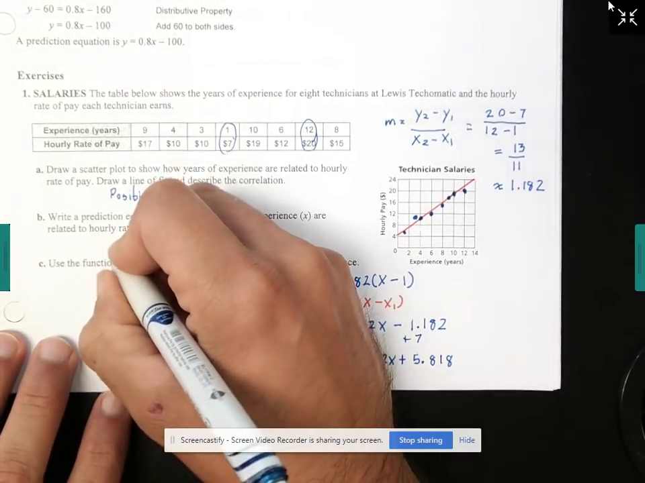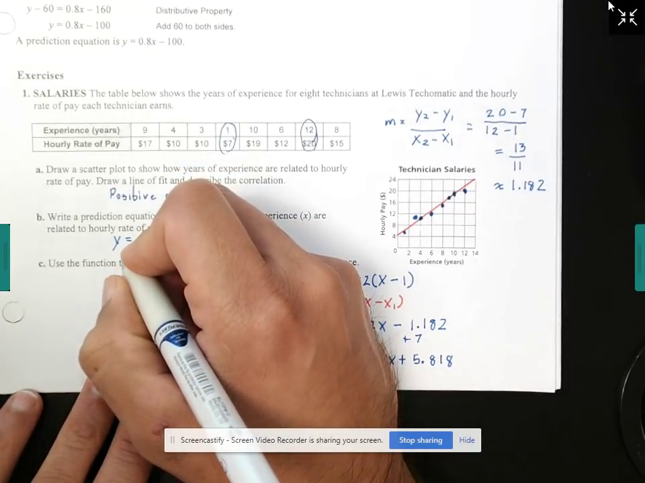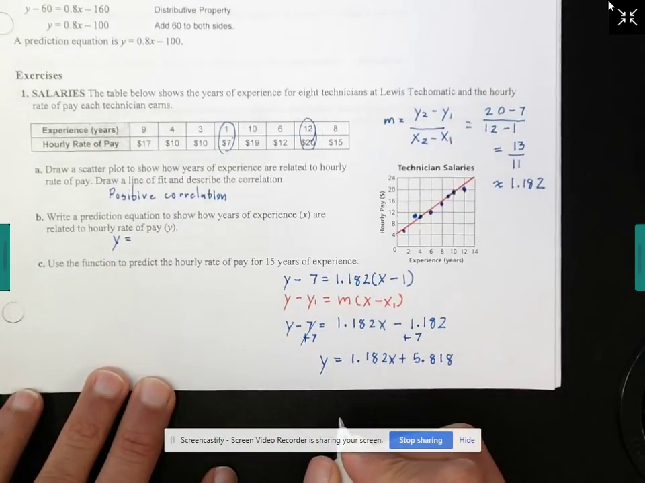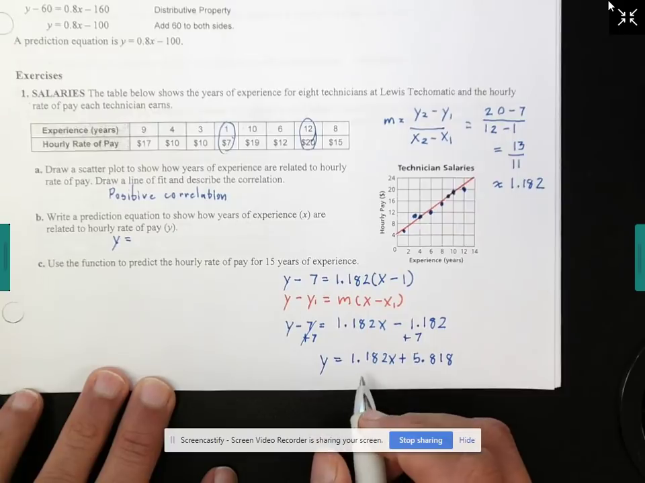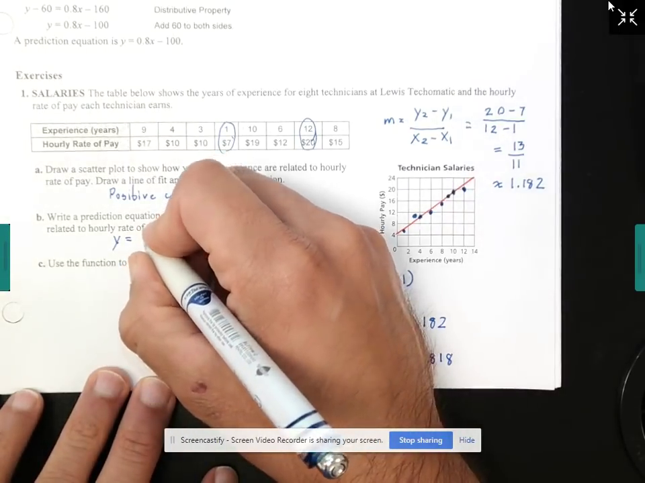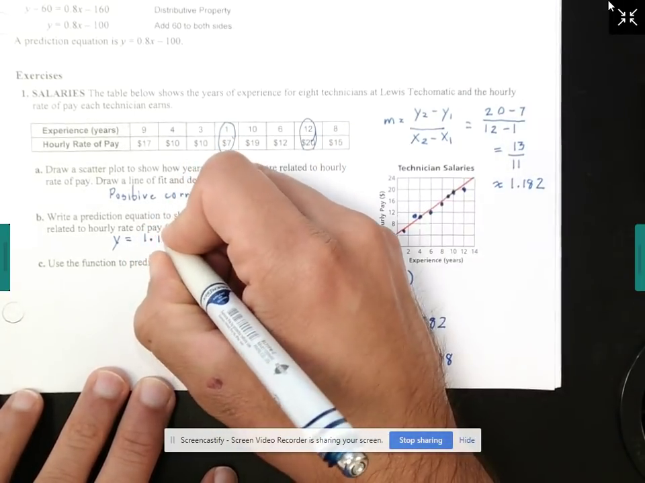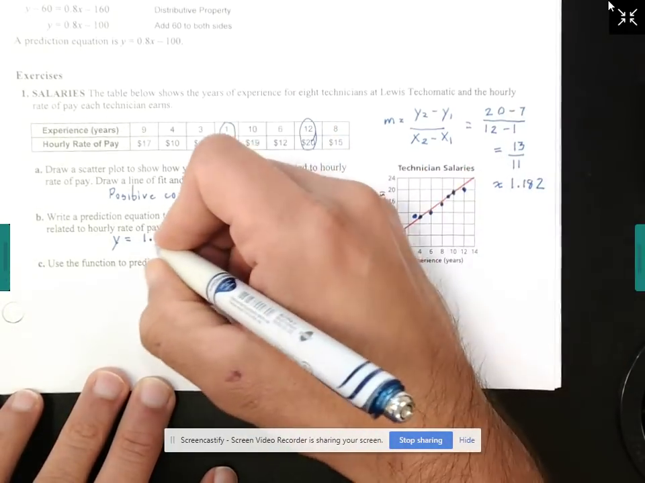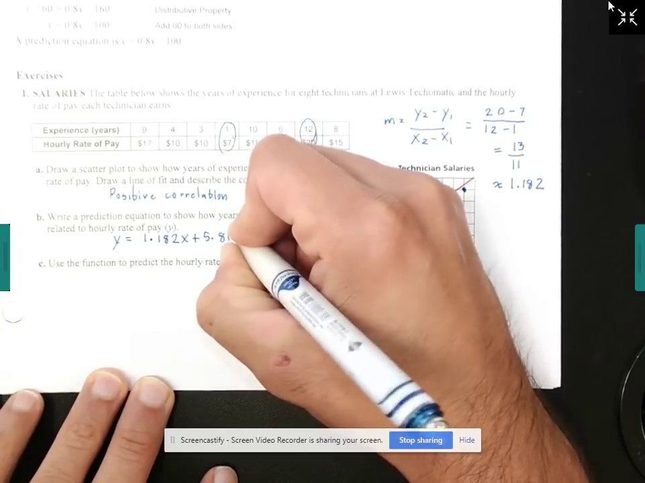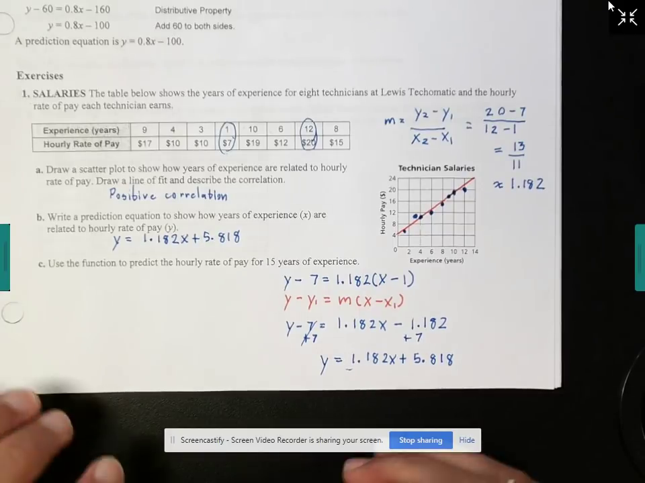So I'm going to write that over here. So y is going to be equal to positive 1 point. Hang on, what did I do here? No, that's right. Okay. 1.82x plus 5.818. Okay. And then now what I'm going to do after that is I'm going to leave that alone.